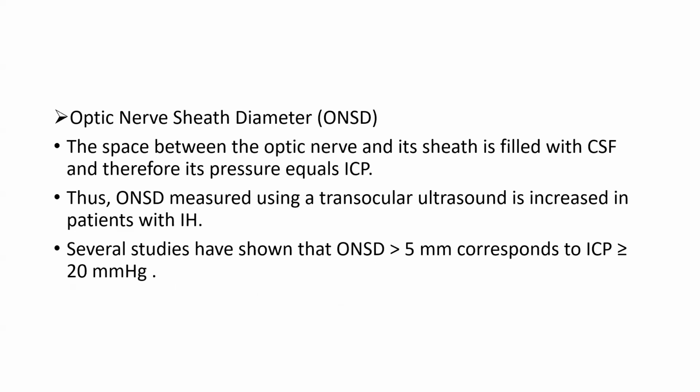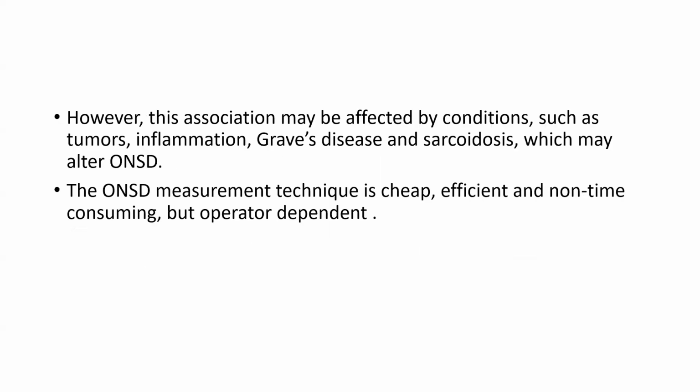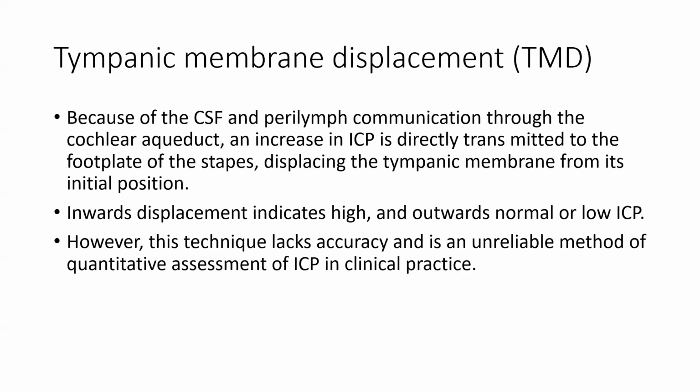Optic nerve sheath diameter. The space between the optic nerve and the sheath is filled with CSF. Therefore, its pressure equals the ICP. Thus, optic nerve sheath diameter measured using transocular ultrasound is increased in patients with intracranial hypertension. Some studies have shown that an optic nerve sheath diameter of more than 5 mm corresponds to an ICP of more than 20 mmHg. This association may be affected by conditions such as tumor, inflammation, Graves' disease, and sarcoidosis, which may alter the optic nerve sheath diameter. The optic nerve sheath measurement technique is cheap, efficient, and not time consuming, but operator dependent.